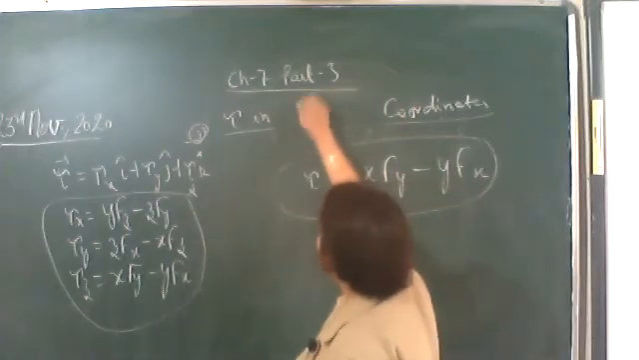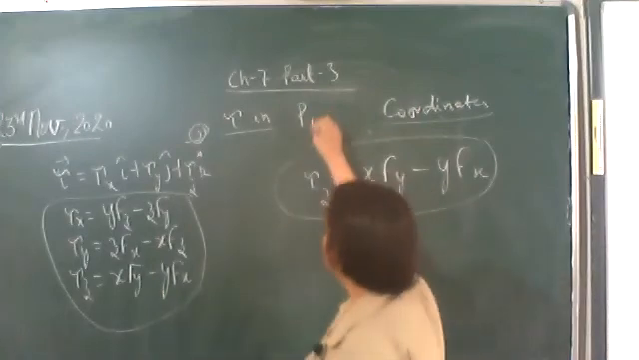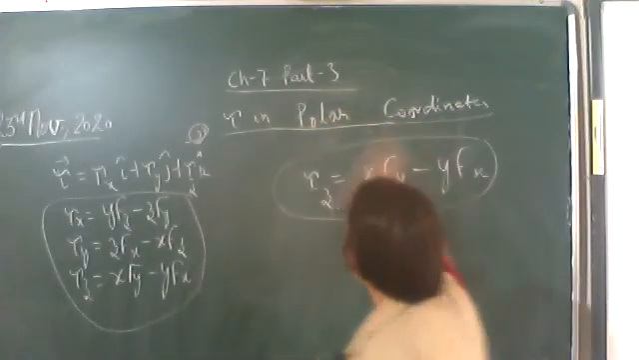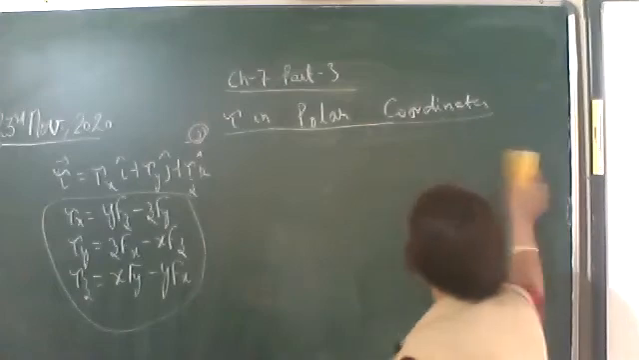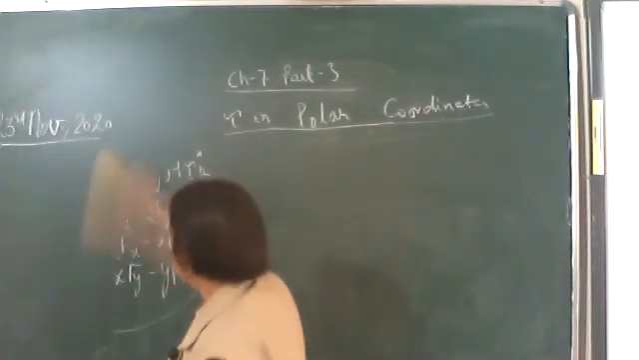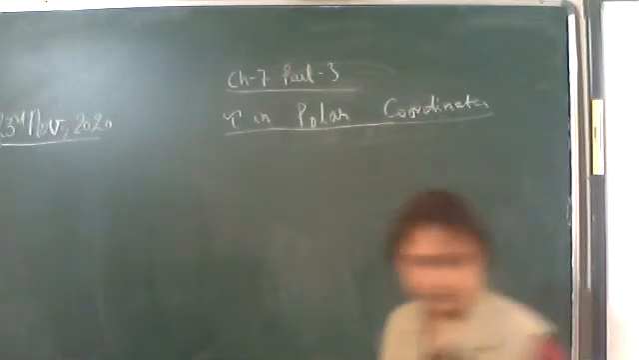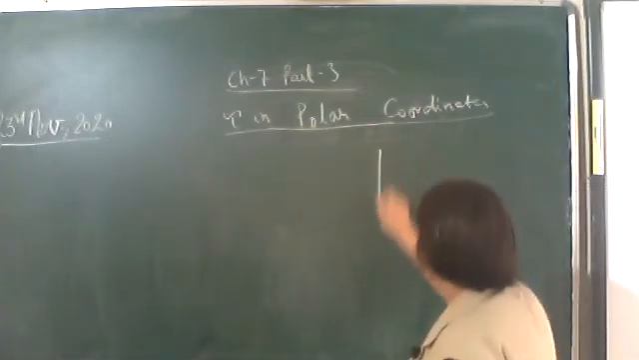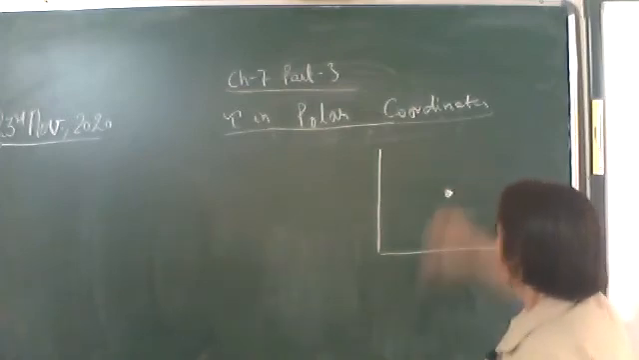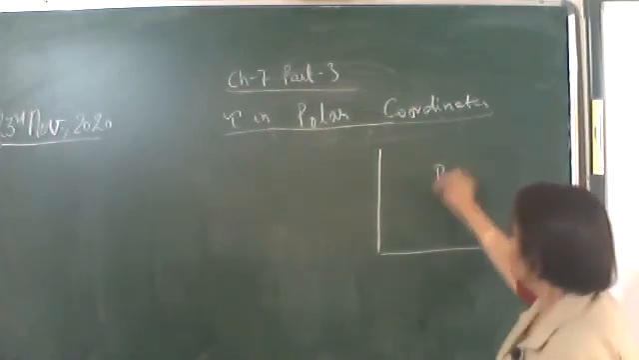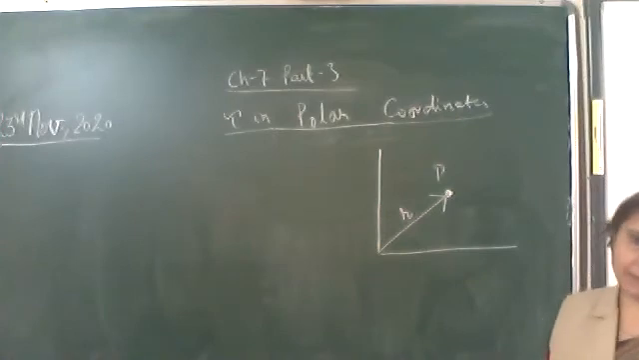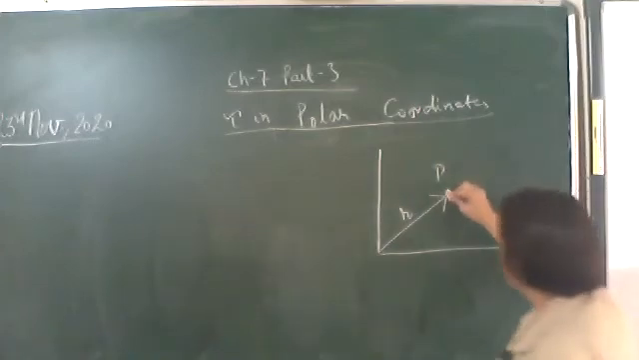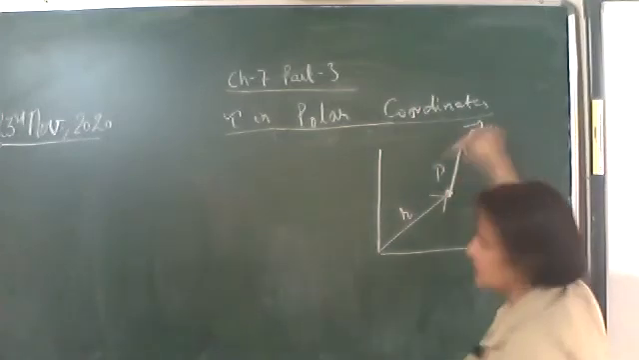Expression of tau in polar means r, theta, phi. In maths you must have studied. Okay, now with the figure we'll understand torque in polar coordinates. Let a particle here have a position vector r, and a force is applied on this particle so that it rotates. Let the force be applied along this direction.